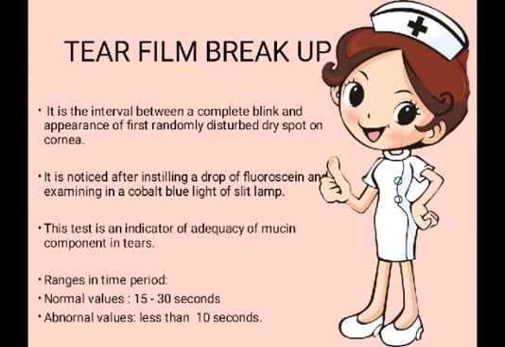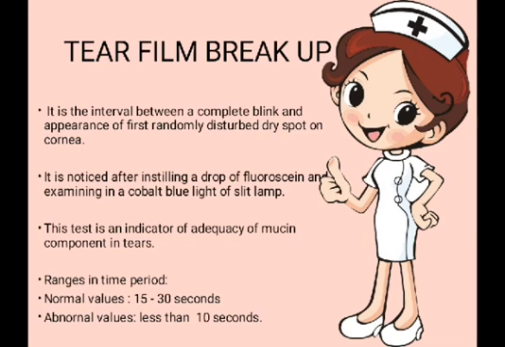Now there are some tests which are done for detecting dry eye. First test is the tear film breakup test. This test is the interval between the complete blink and the appearance of the first randomly disturbed dry spot on the cornea. It is the interval between when the patient completely blinks and the first dry spot appears on the cornea.